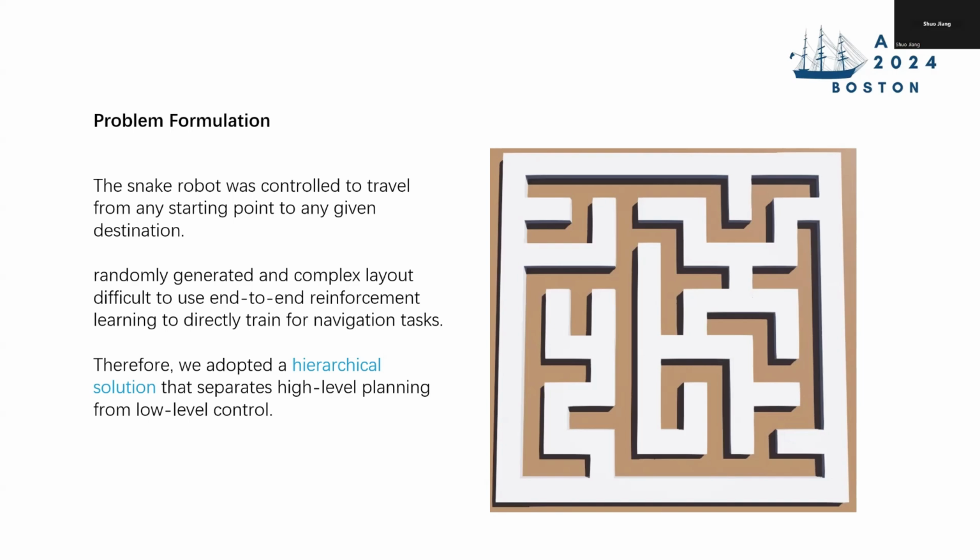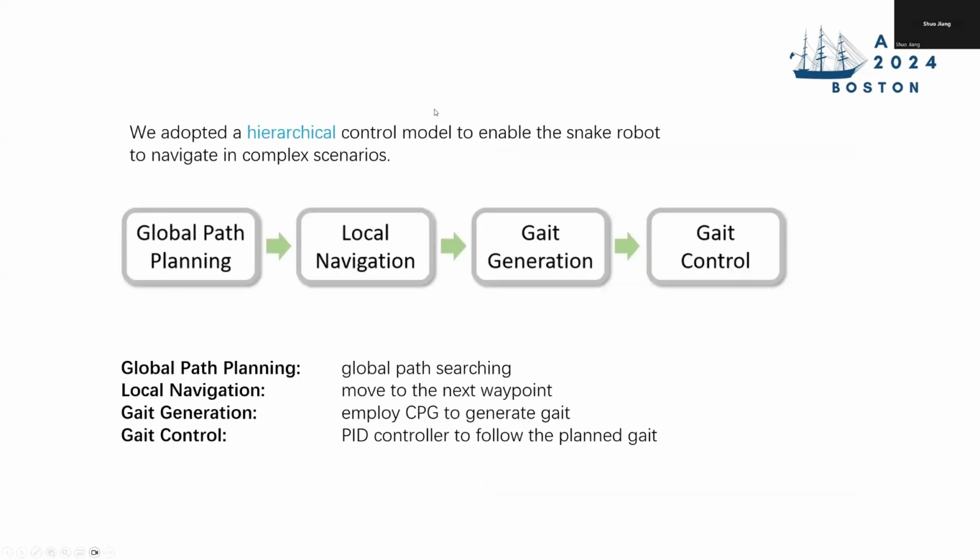Therefore, we adopt a hierarchical solution to solve such a challenge, which separates high-level planning from low-level control. We stratify the entire control schema into 4 different hierarchies that enable the snake to navigate in such a complex scenario. At the top level, which we call global path planning, the robot plans a path from the start point to an arbitrary goal with a trajectory, and segments such trajectory into multiple waypoints.